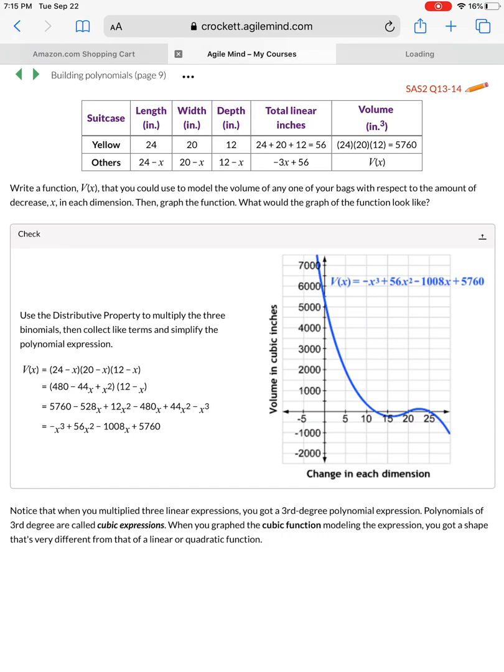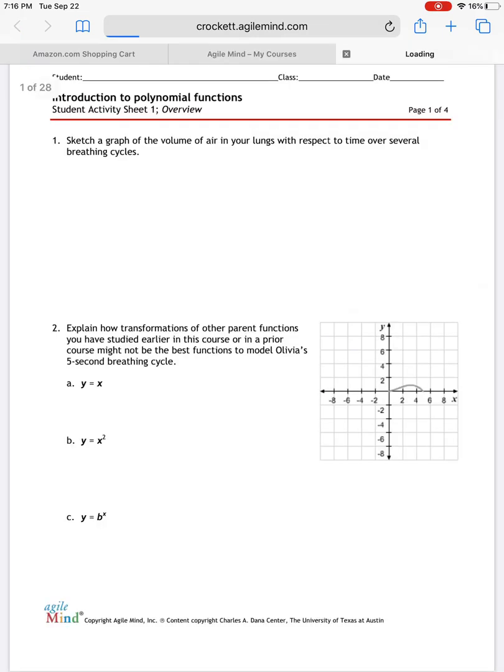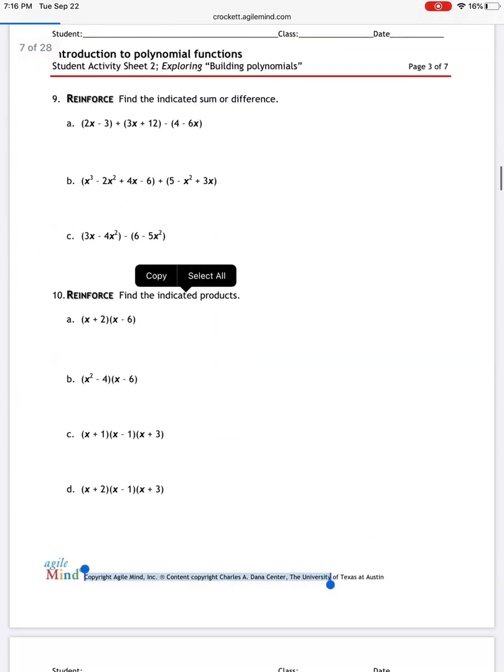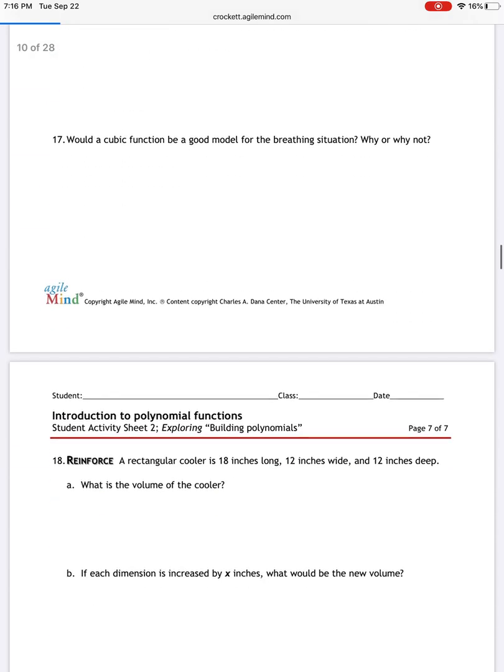So, number 14. What type of expression do you get when you multiply 3 linear expressions? Cubic expressions, third degree polynomial. Alright, so I want to skip number 15, 16, and 17. And I want to go to 18.